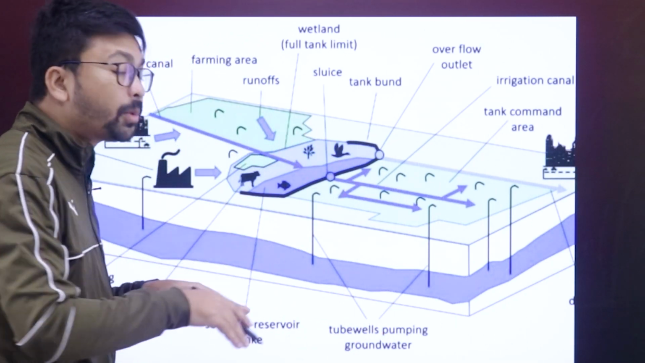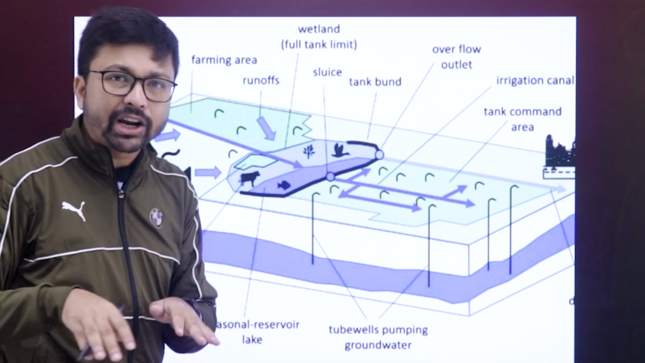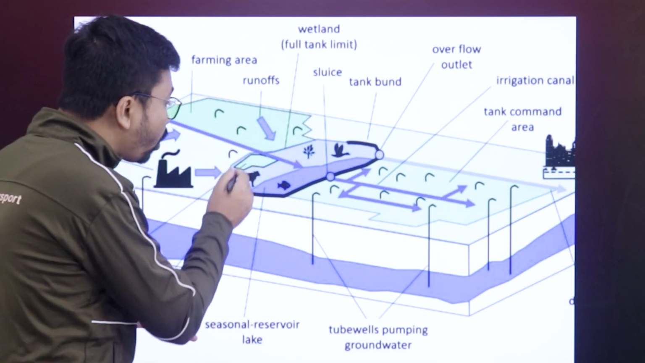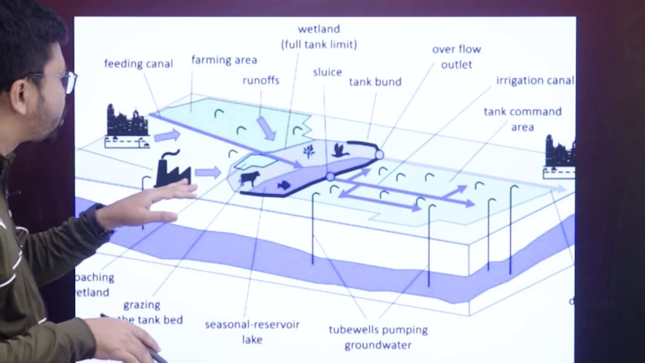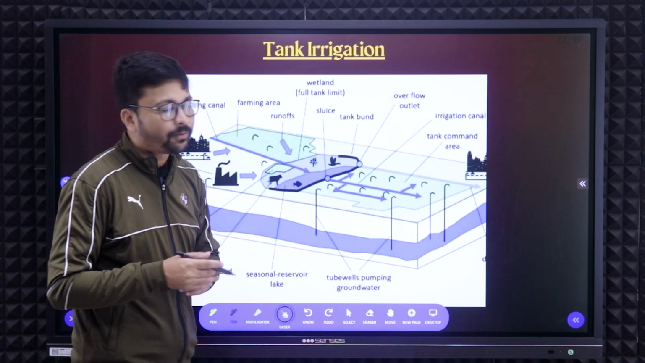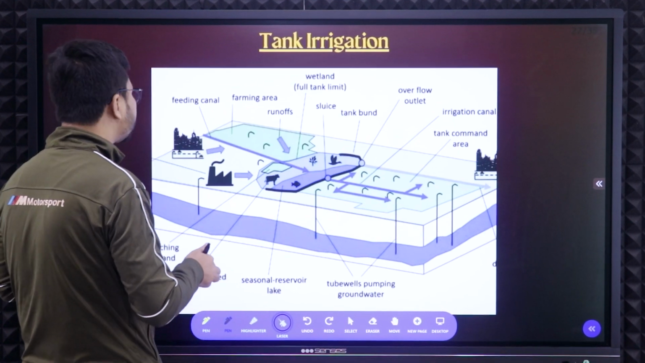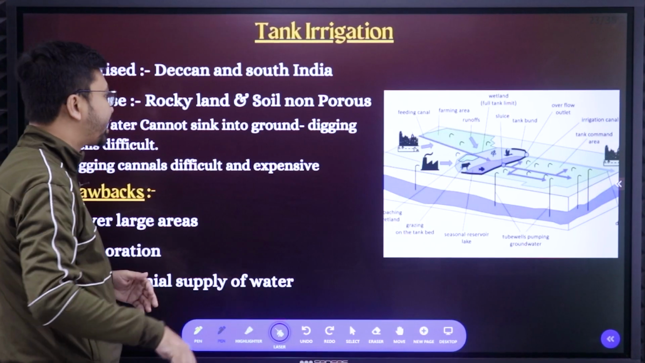within the surface, because it is a plateau area with up and down landforms, so in the low lying area the water can be stored easily, right? And this water can be utilized for agricultural activity. That method of irrigation is called tank irrigation.